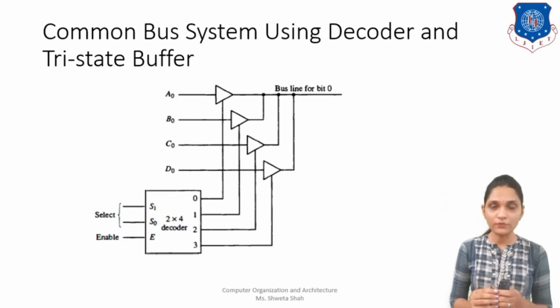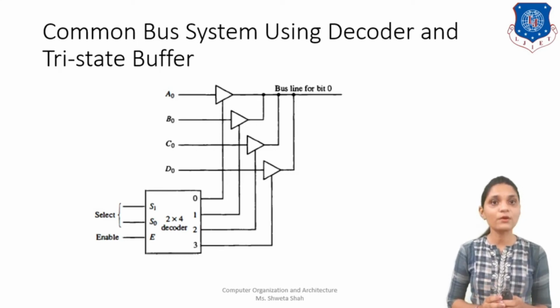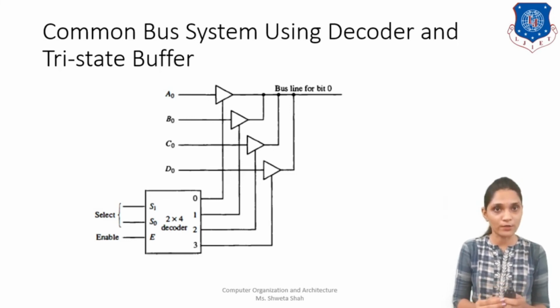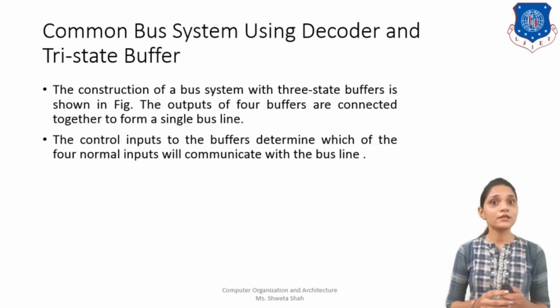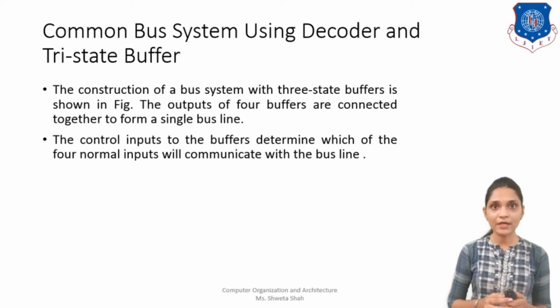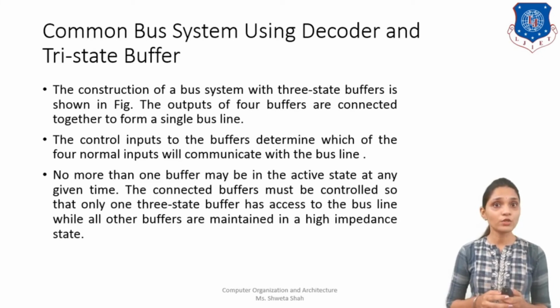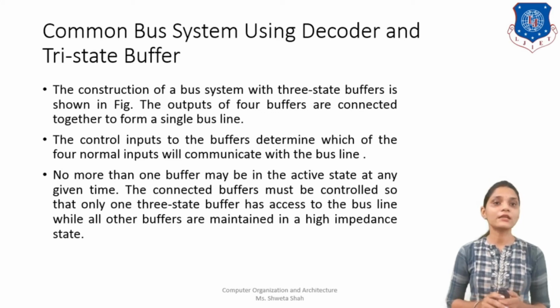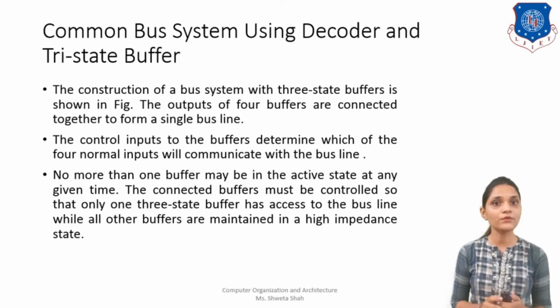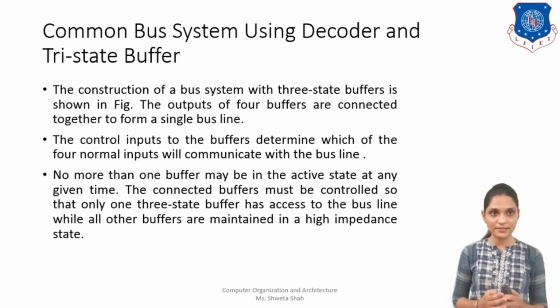So here we require only 1 decoder and 4 tri-state buffers to design this bus for a simple 1 bit. As we have seen in the figure, the control input to the buffer will determine which of the 4 normal inputs will communicate with the bus line. No more than 1 buffer may be in the active state at any given time. The connected buffers must be controlled so that only one of these tri-state buffers has access to the bus line, while all other buffers are maintained in the high impedance state.